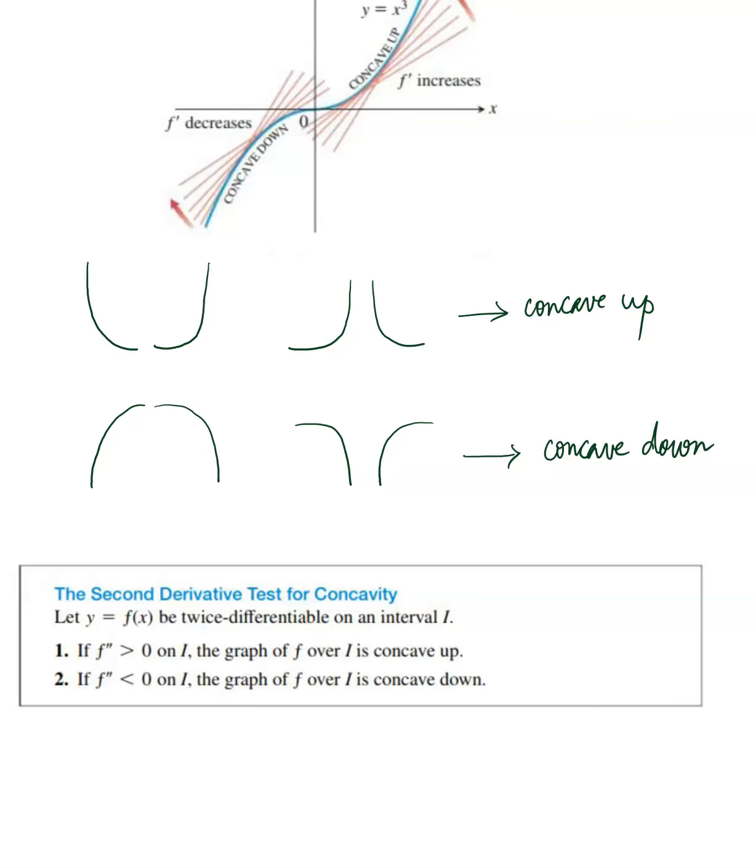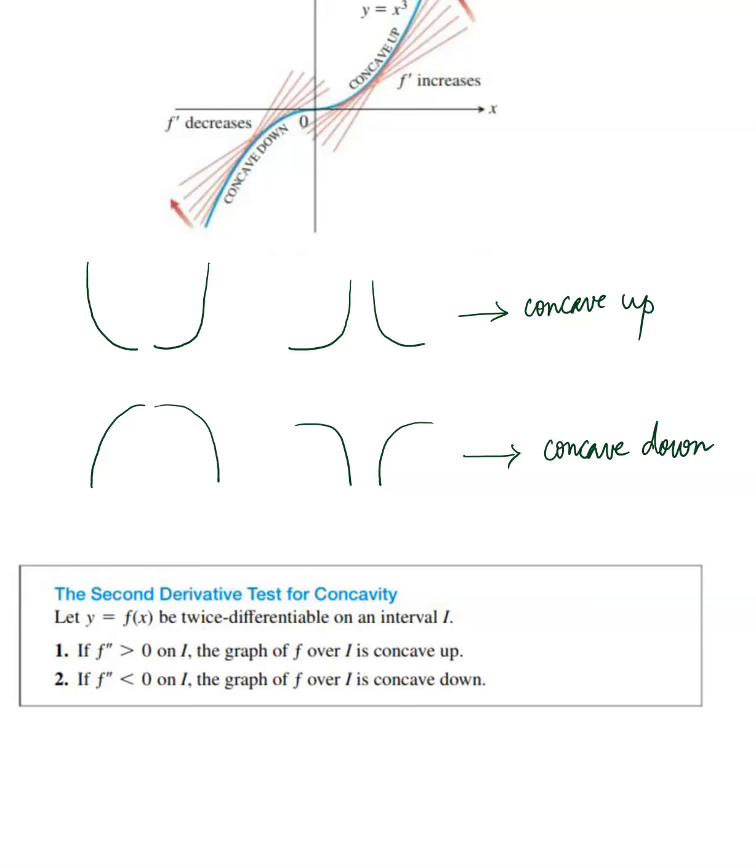Now it's all good if the graph is given to us, and we can definitely determine from the shape where it's concave up and concave down. But if you are given a function and not a graph, and you don't have a view of the graph, then we can do this using algebra and the calculus concept of derivatives. And we say that if y equals f of x is twice differentiable, meaning you can differentiate it two times, first derivative and the second derivative, then if the second derivative is positive on I, the graph is concave up. And if the second derivative is negative on I, the graph is concave down.